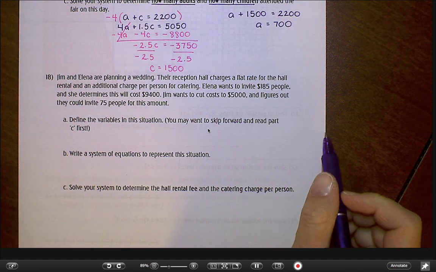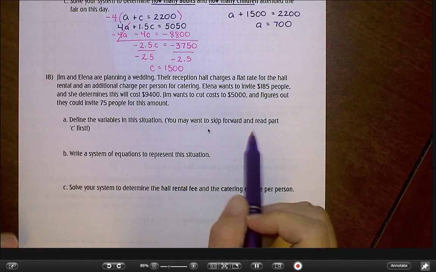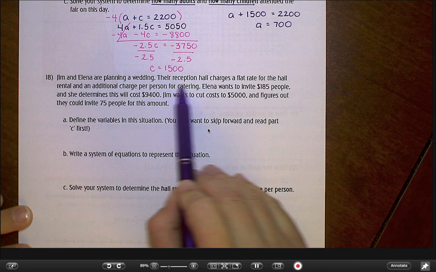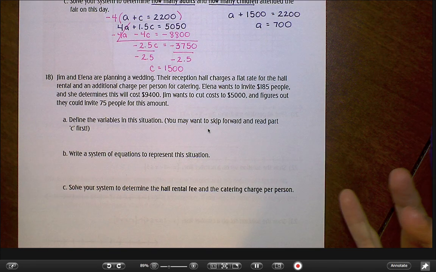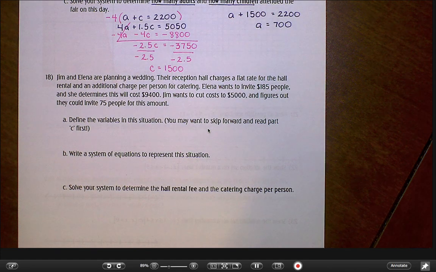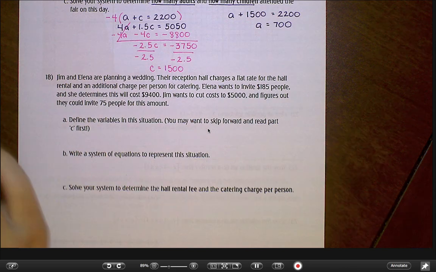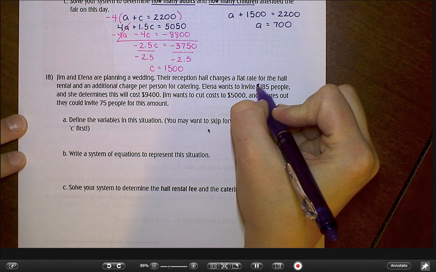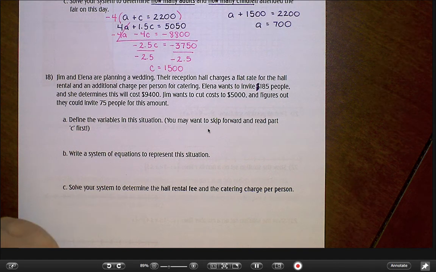We're planning a wedding. Important to notice that the way the reception hall is charging, they charge a rate just to rent the hall, just to rent the room, the physical space, and then they charge per person for catering, for food. Oh, this should not have a dollar sign in front of it. That's weird. Okay. Elena wants to invite 185 people.